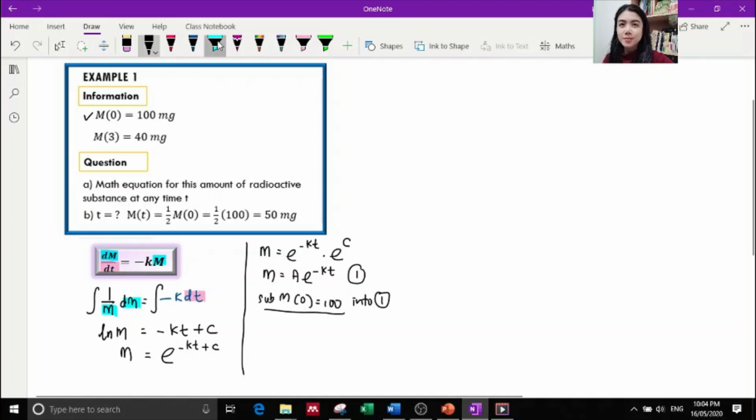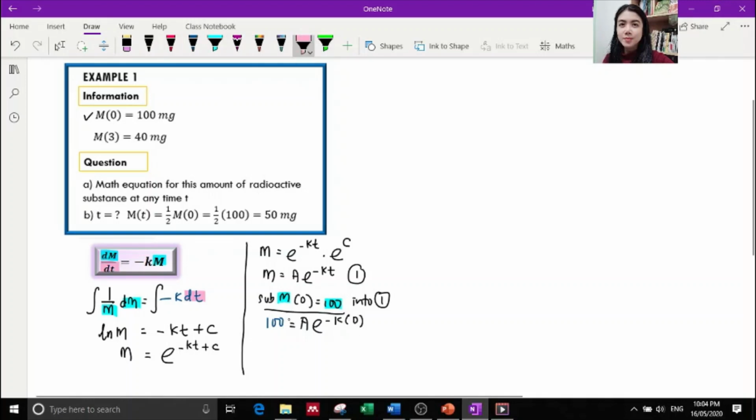So this means that your value of m is actually 100. Okay, so we're going to substitute into here. So it means that your m is 100, and it's equal to your a, exponent minus k. The time here is actually 0.